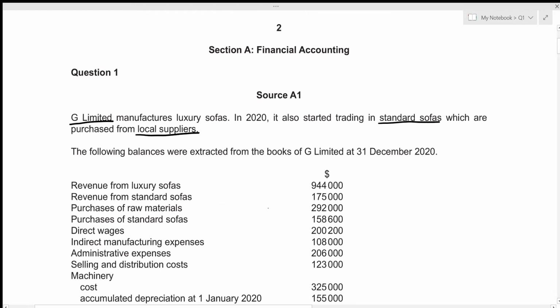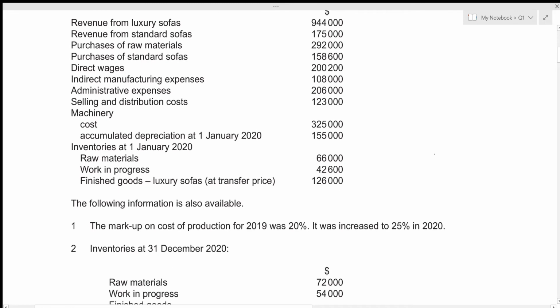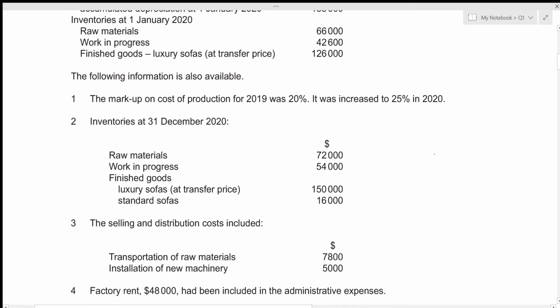Alright, then the following balances were extracted from the books of G Limited at 30 December 2020. We are also given additional information. The markup on cost of production for 2019 was 20%, and it was increased to 25% in 2020. This means that the factory profit added on the manufacturing account for the year 2019 was 20%, whereas the factory profit added on the manufacturing account in 2020 will be 25%. This is also the rate for provision for unrealized profit for the finished inventory.